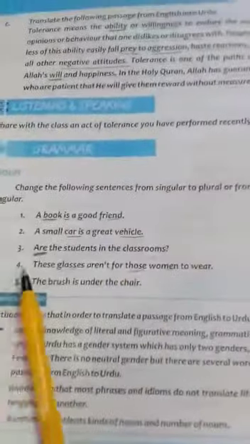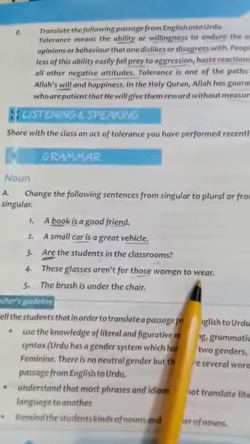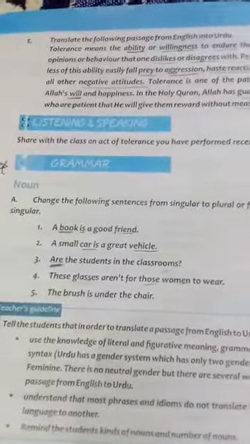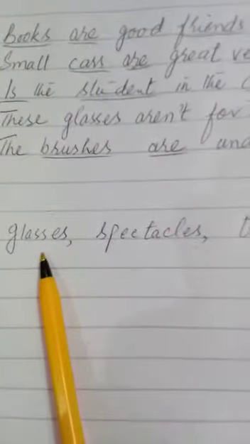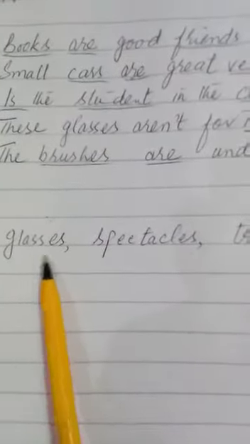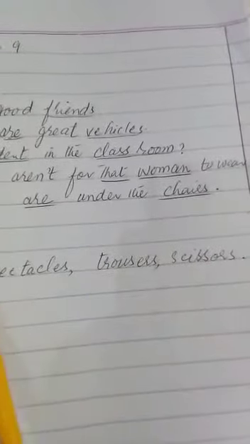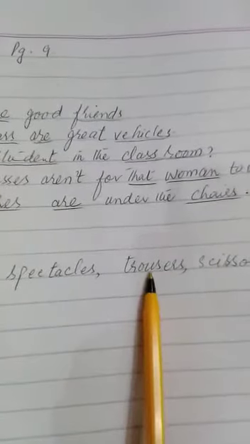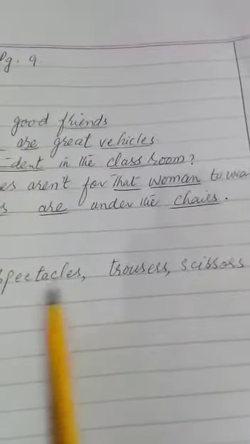So now see your exercise. Sentence number 4. These glasses aren't for those women to wear. Okay. One thing more, that in English we have some words in plural form, but they are used in singular meaning. Like glasses, optical instrument, spectacles, optical instrument, trousers, scissors. When we use them in a sentence, we mean them as singular, but we cannot omit this S at the end of these words.